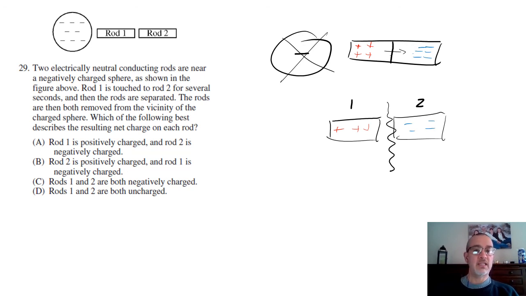So let's see, A says 1 is positive and 2 is negative. Oh, no, sorry, that is our answer. 1 is positive and 2 is negative. B says 2 is positive and 1 is negative. That's not true. C says they're both negative. That's not possible. And D says they're both uncharged. That's also not possible. So what we have is answer A.